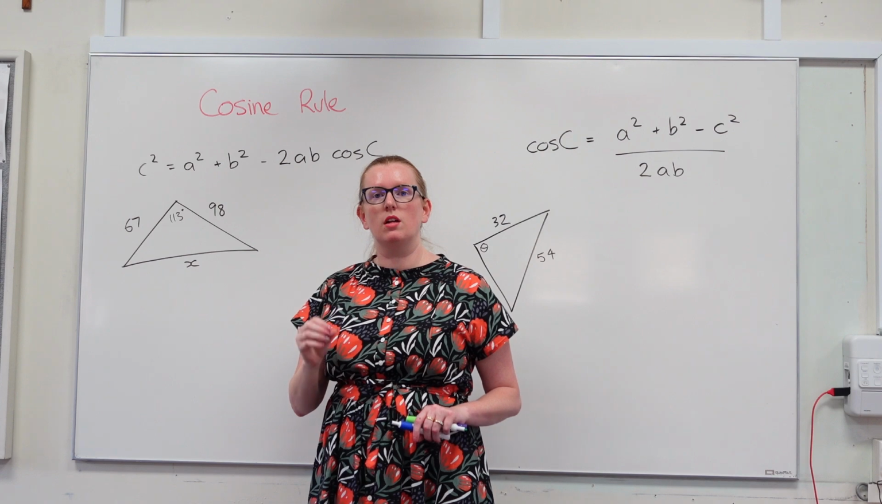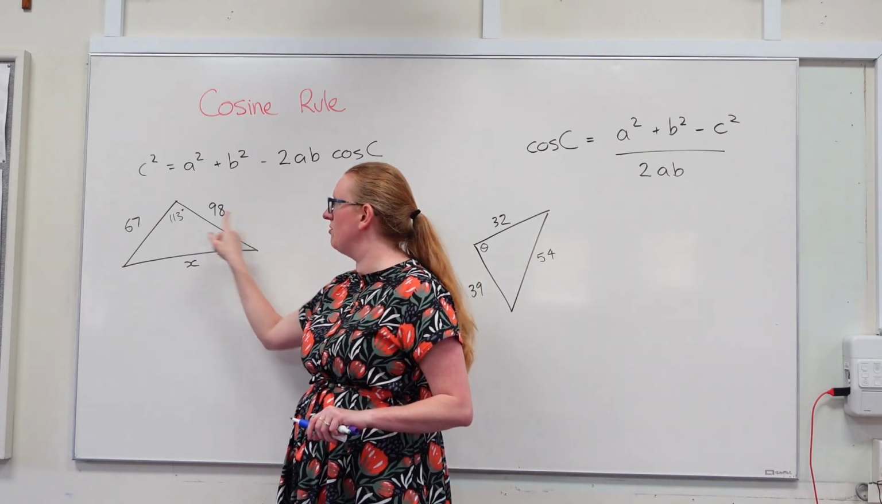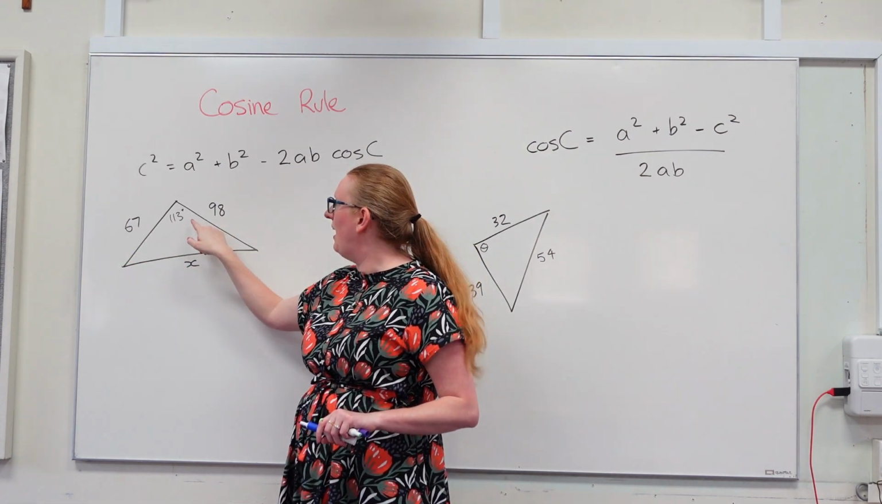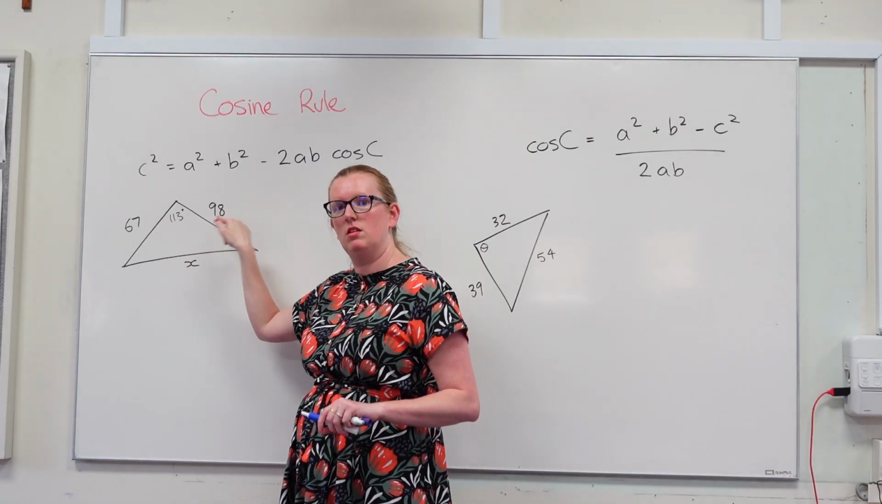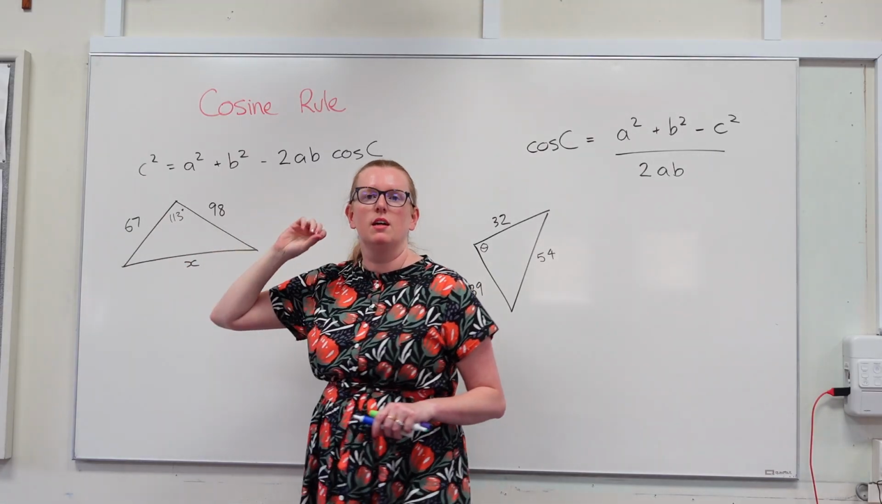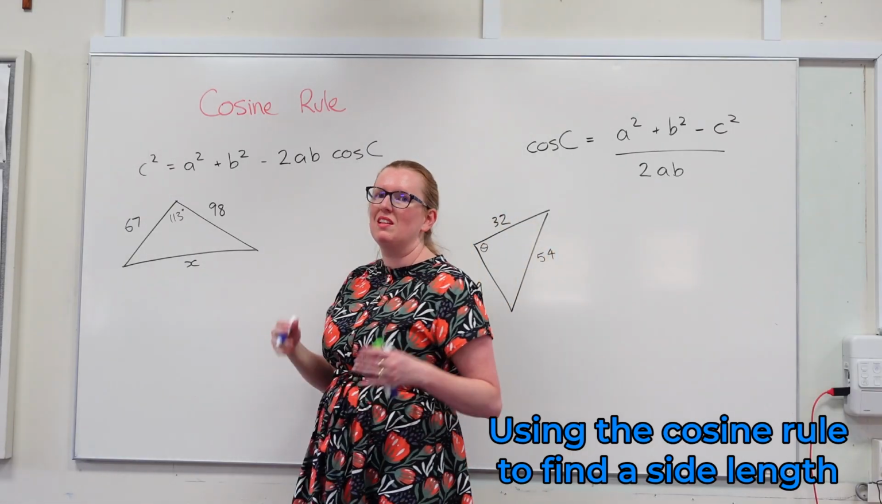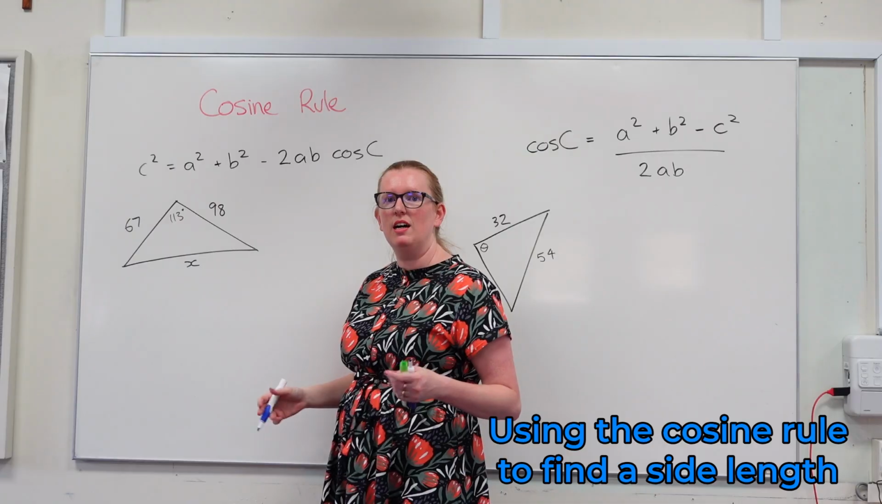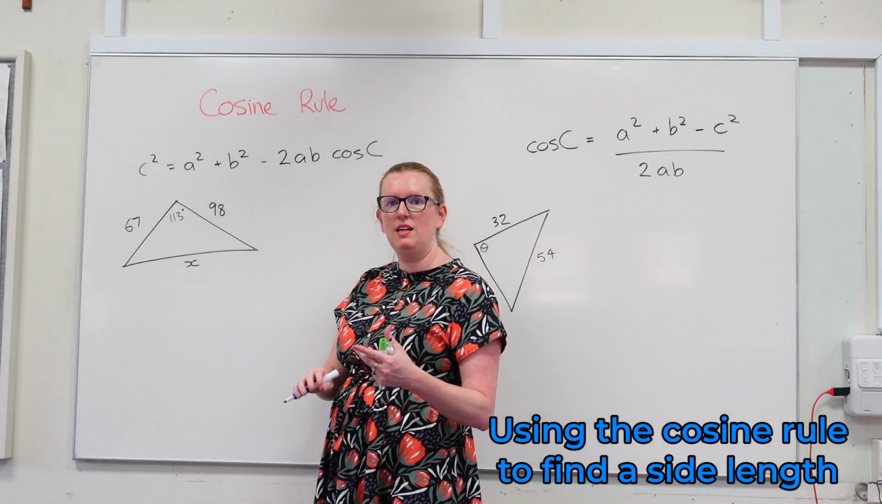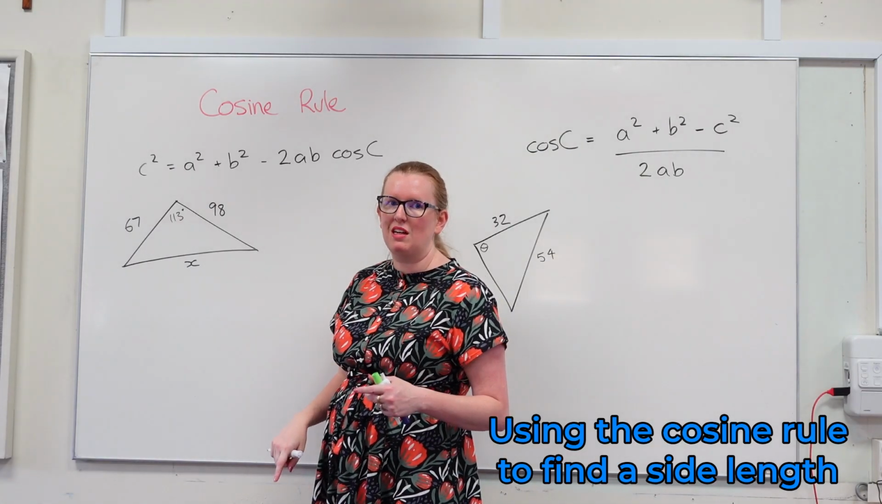So if you're looking at a question where you've got information around three of the sides and one angle in between two of the sides, then you're going to use the cosine rule. First, like always, we need to start by labeling our sides with little a, little b, little c, capital A, capital B, capital C.